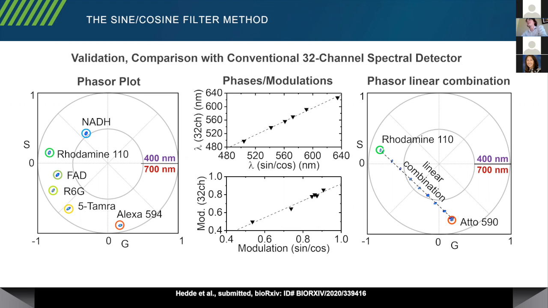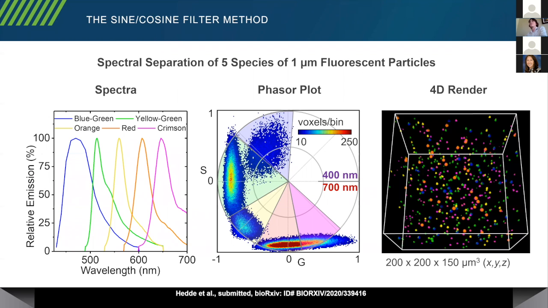And also we validated the rule of linear combination, which is a very important property of the phasor plot. So you have, for example, two components, can be more than two, but the rule of linear combination says that any mixture of the two must locate on a connecting line between the pure species. And depending on where they occur on the line, we can actually calculate the ratio of the two, which is very handy for analysis in biological samples.